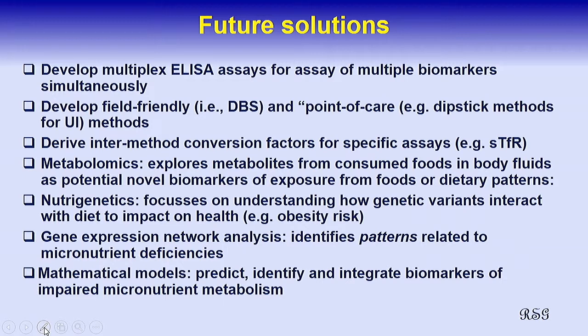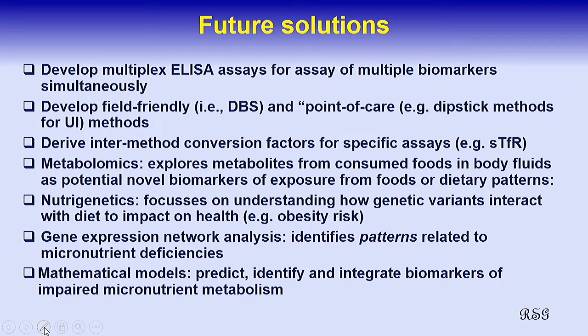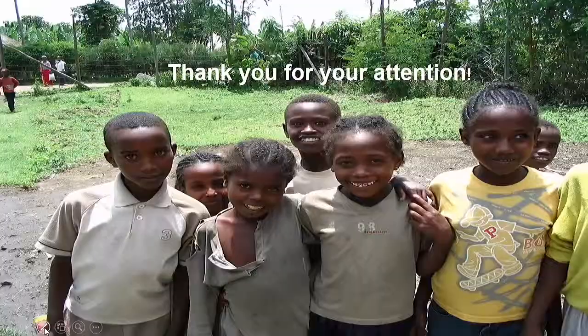Metabolomics, as has already been mentioned, is a method which explores metabolites from consumed foods in body fluids as potential novel biomarkers of exposure from foods or dietary patterns. This is being explored, but still requires quite a bit of validation. Nutrigenetics focuses on understanding how genetic variants interact with diet to impact on health, a growing research interest. Gene expression network analysis identifies patterns related to micronutrient deficiencies. And finally, the development of mathematical models to predict, identify, and integrate biomarkers of impaired micronutrient metabolism. So in the future, I can see that some of these approaches will be incorporated in large-scale surveys. So thank you for your attention.